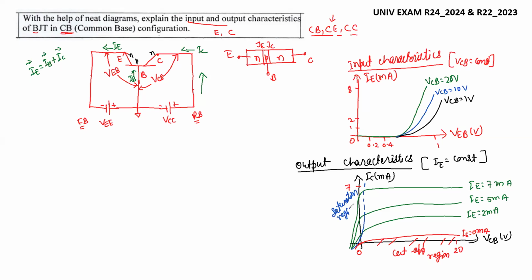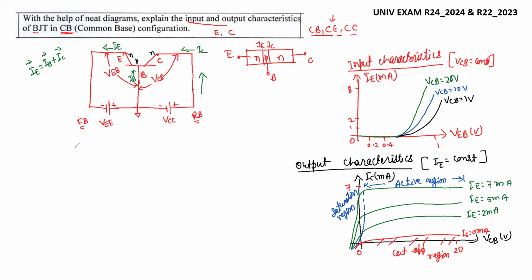Saturation region means both junctions are in forward bias. And the region between is the active region. We always require the active region so that the transistor will work properly. So this is the output characteristics of the common base configuration.